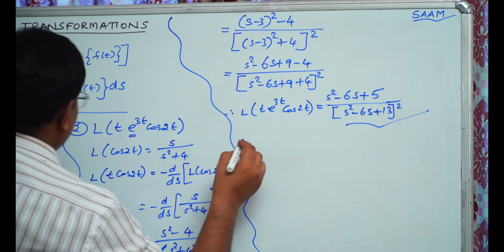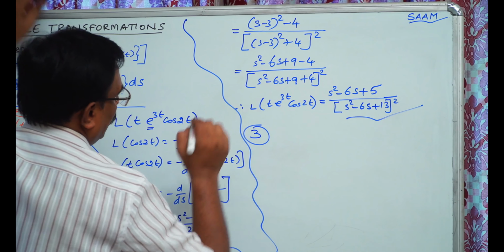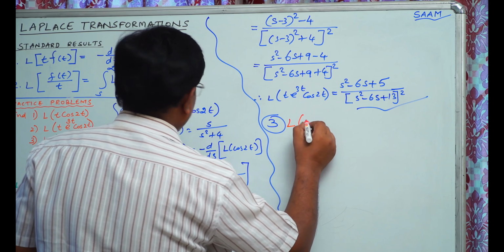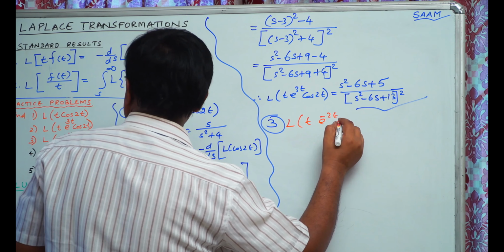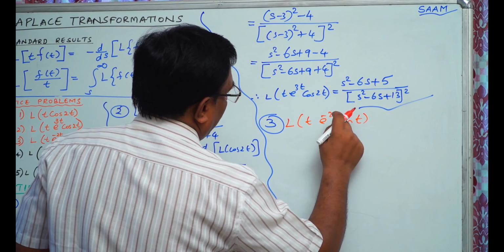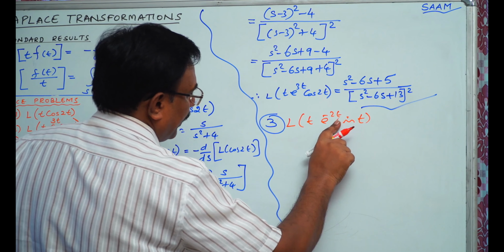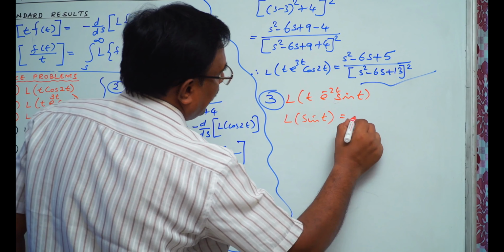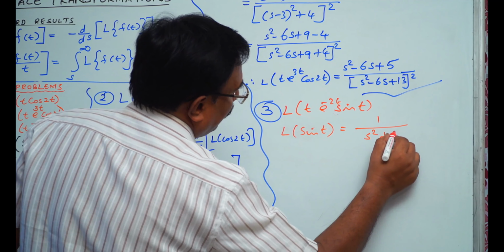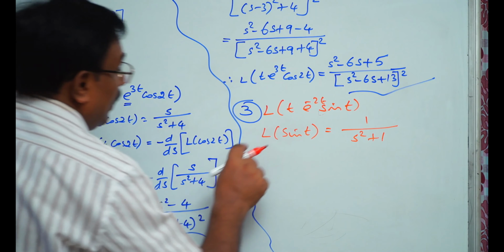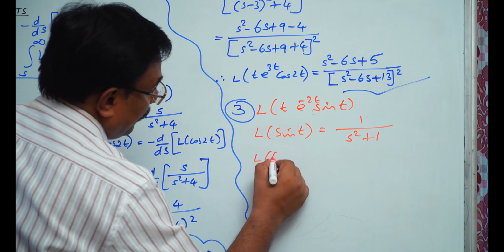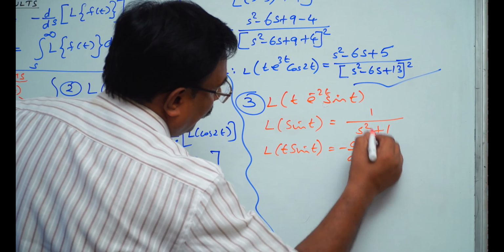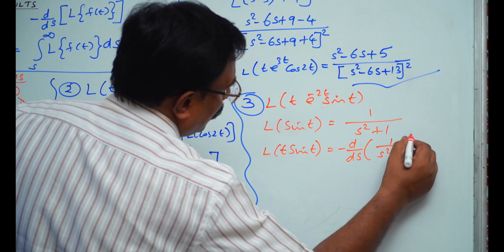Now I can take the third one. To differentiate, I can take another color. Laplace of t e power minus 2t sin t. Again I can go step by step. Here it is sin, so Laplace of sin t is 1 by s square plus 1. And we have to take t. Laplace of t sin t is minus d by ds of the previous result, 1 by s square plus 1.